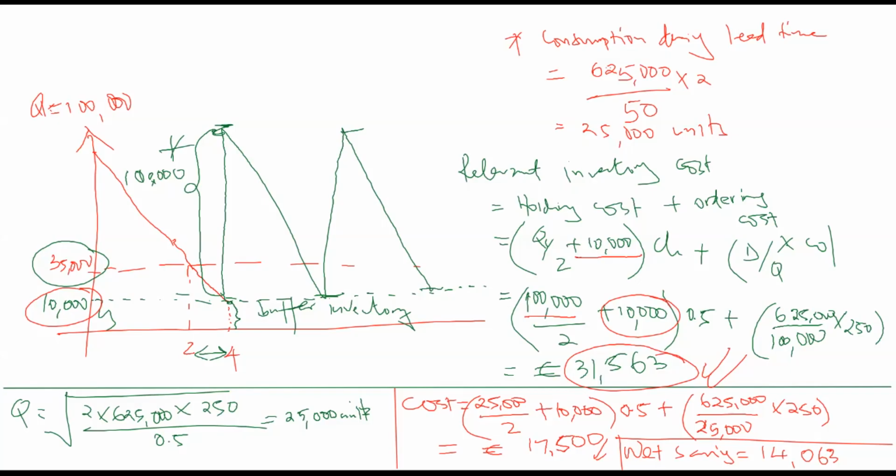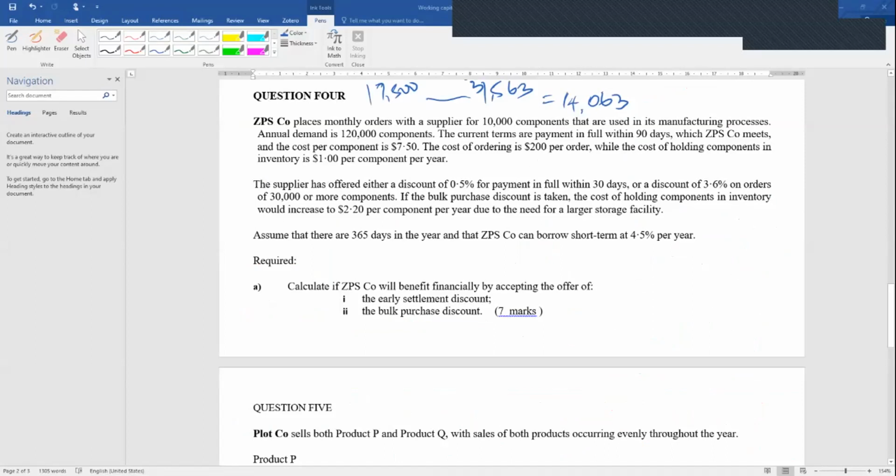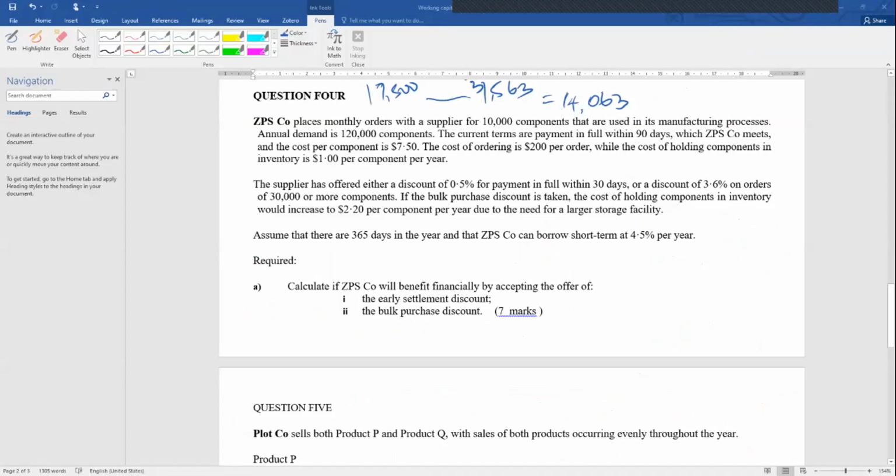Okay, so in this question four, we are trying to analyze whether the company should accept the discount or not. And the discount in this case, I want us to do the case where the discount is based on the number of days. Okay, so question four, go through it in the next 1 minute, then we attempt it together. Question four, we attempt A, Roman one.